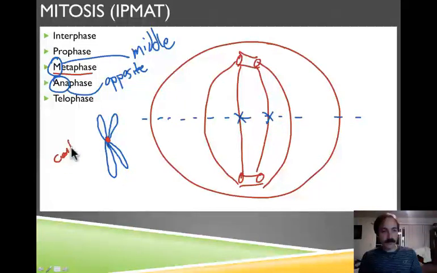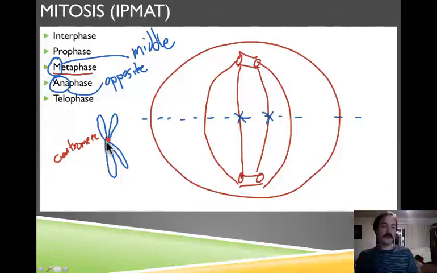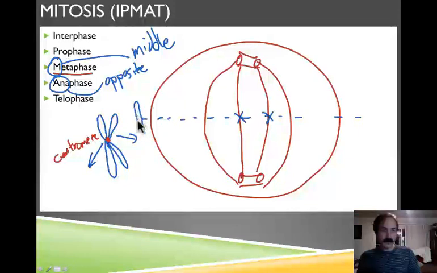Centromere is holding the two chromatids together. So what can happen is if the centromere breaks, you can essentially split your chromosome. You can have one sister chromatid and another sister chromatid, and the centromere is broken. Okay, so we understand the chromosome. Two chromatids held together by a centromere. You can split it into two sister chromatids.